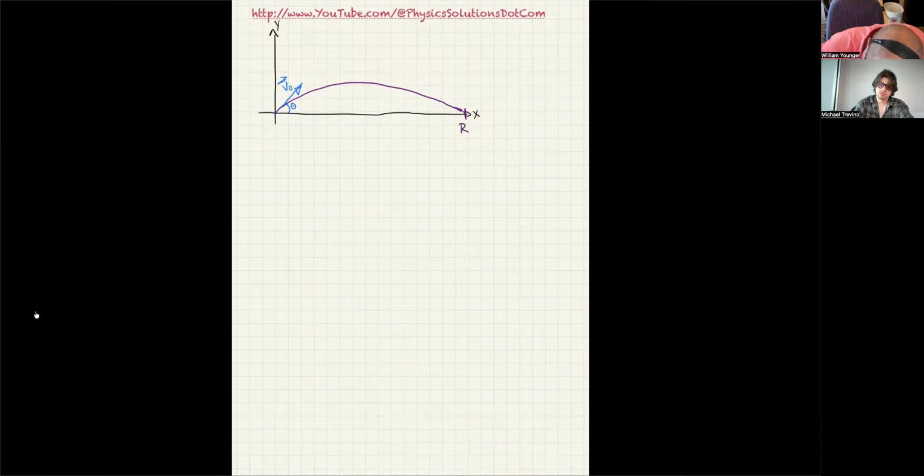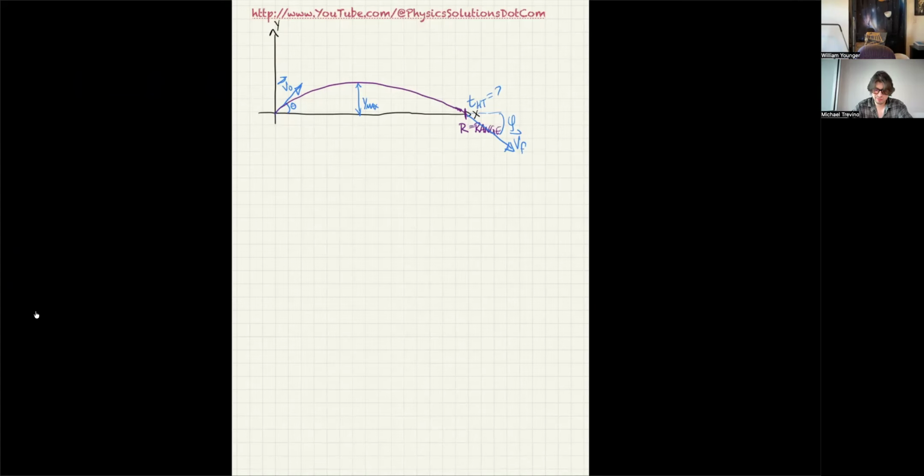But I'm going to call this value right here the range. But we're also going to realize that there is a final velocity vf and that there's an angle phi that final velocity makes. We're also going to realize that this is y max and this is t hang time.